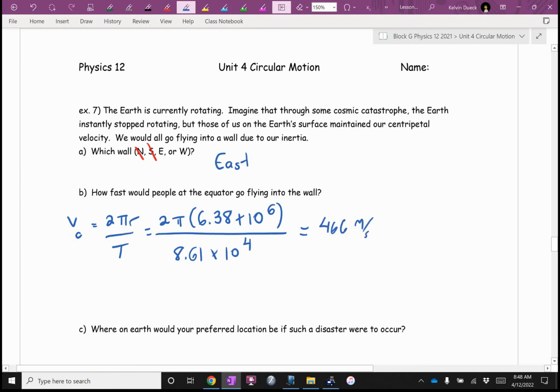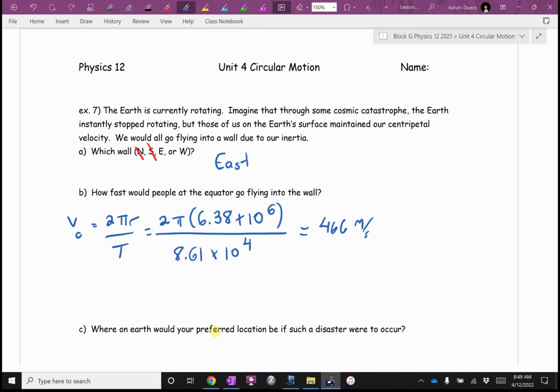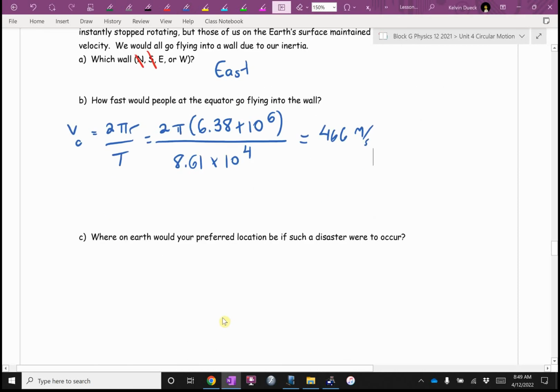How many kilometers per hour is that? Ooh. People on the equator are not surviving. Well, so follow-up question. Where on Earth would your preferred location be if such a disaster were to occur? Okay.